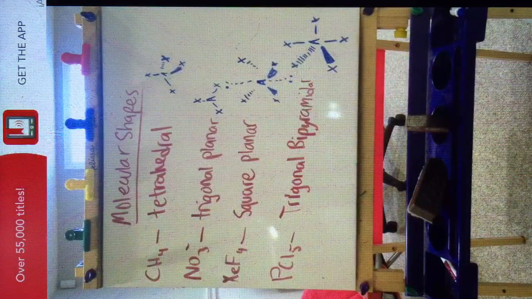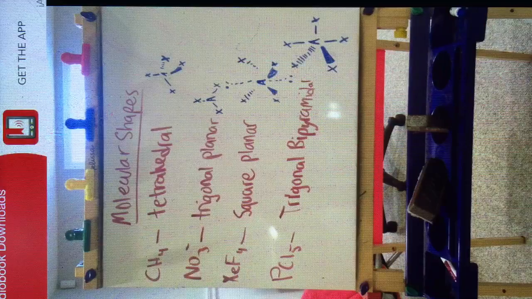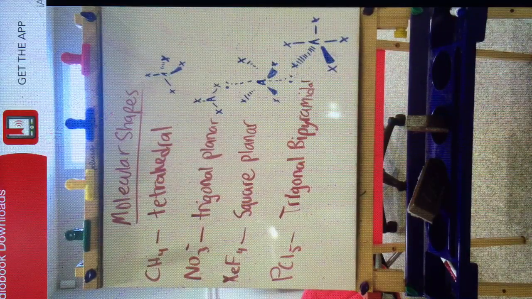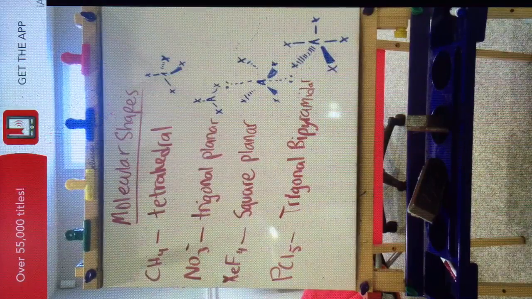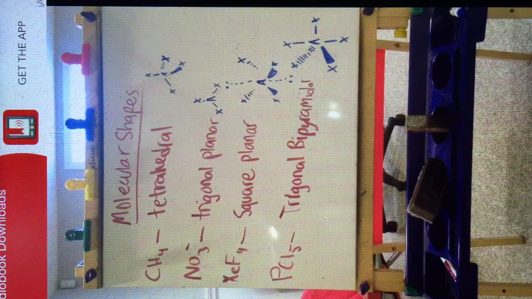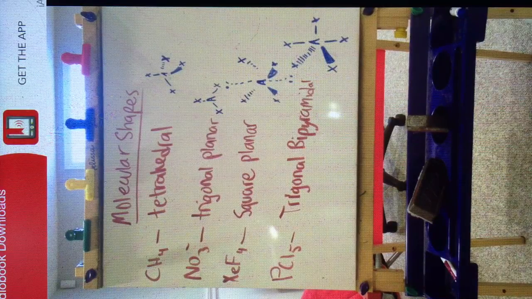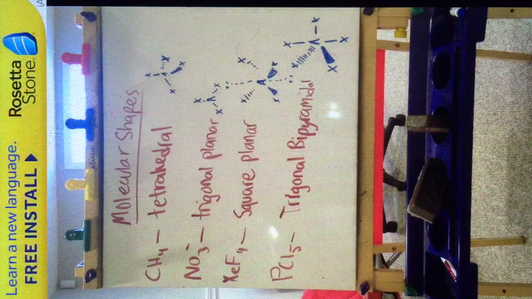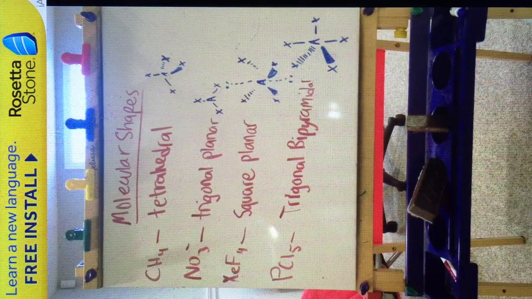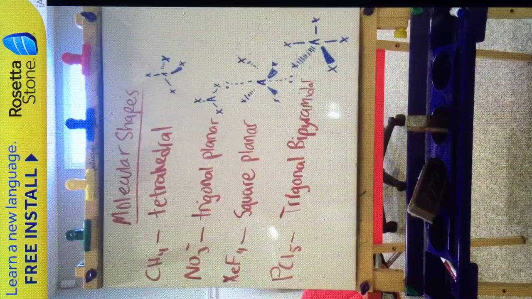Each one of the molecules we worked with today has its own molecular shape. CH4 has 4 bonds and 0 lone pairs, and therefore is tetrahedral. NO3- has 3 bonds and 0 lone pairs, and therefore is trigonal planar. Xenon tetrafluoride has 4 bonds and 2 lone pairs, therefore giving it a shape called square planar. And phosphorus pentachloride is trigonal bipyramidal because of its 5 bonds and 0 lone pairs.